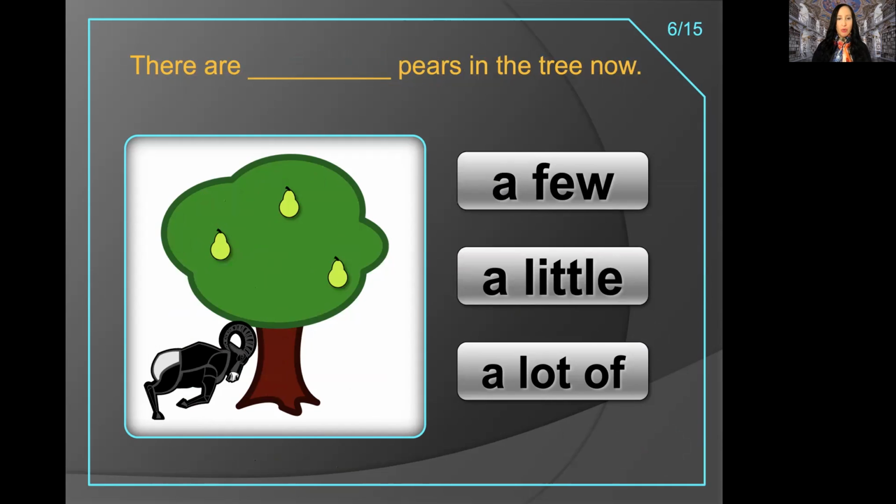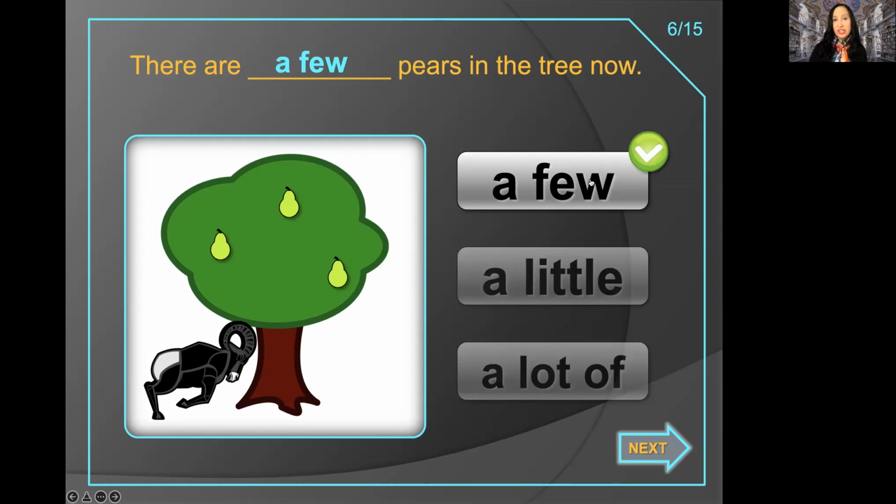Uh-oh. What happened here? There are blank pears in the tree now. Some of the pears went away. So there are a few pears in the tree now. There are a little pears in the tree now. There are a lot of pears in the tree now. Now it looks like it got bumped off. The pears were bumped by the animal, right? So now there are a little pears in the tree now, or a few pears in the tree now. Let's see, do we get this right? Let's see, is it a few? Correct. It's not a little, it's a few. I was trying to trick you again.